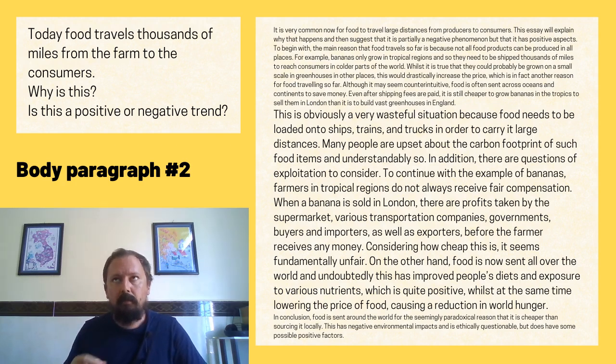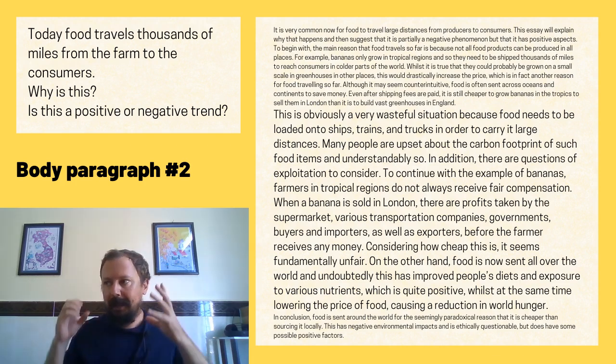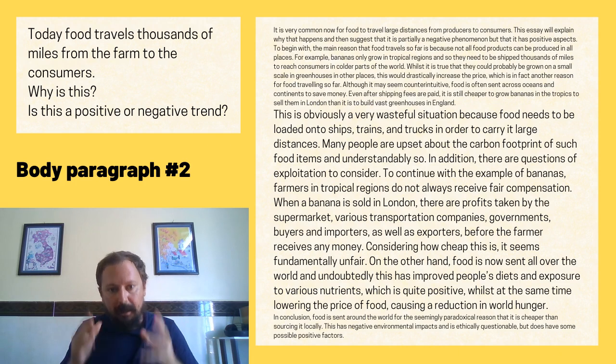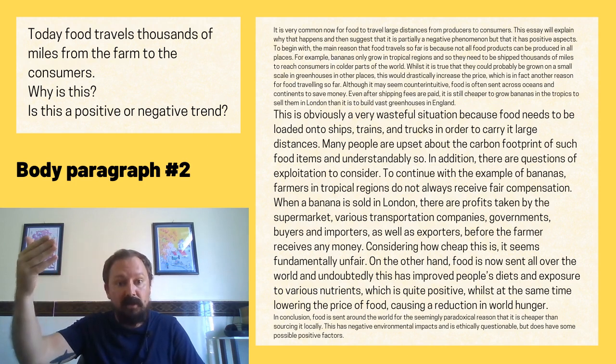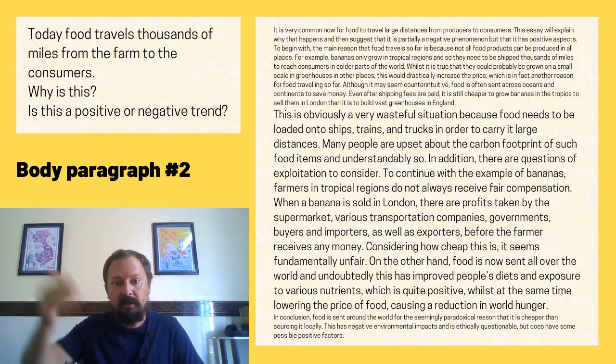I'll then explain by giving an example that shows how this works. When a banana is sold in London, there are profits taken by the supermarket, various transportation companies, governments, buyers and importers, as well as exporters, before the farmer receives any money. So my example is my explanation, and I'm staying consistent with this example to keep it focused and to illuminate and to show the reader very clearly why this is an unfair thing. So to develop the idea of exploitation and to relate back, though, to the reason of why this is done and connecting the negative to the reason of why it's done.